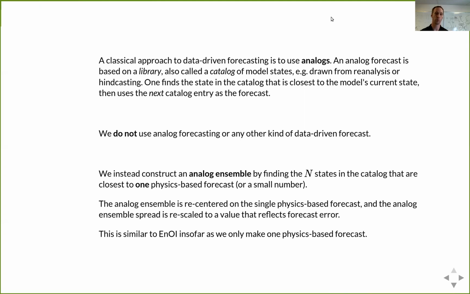Now, you do want to recenter your ensemble so that the mean of the ensemble is equal to your single physics-based forecast. And you do probably want to rescale the spread of the ensemble to make it have a value that's more reflective of forecast error, as opposed to just being reflective of how close are the n nearest neighbors in your catalog. But broadly, it's very similar to ENOI in the sense that you only make one physics-based forecast.